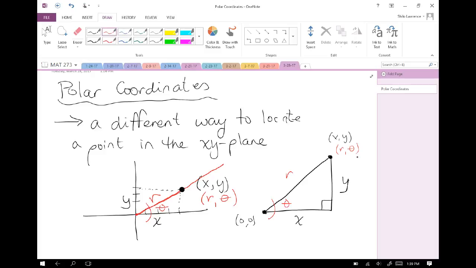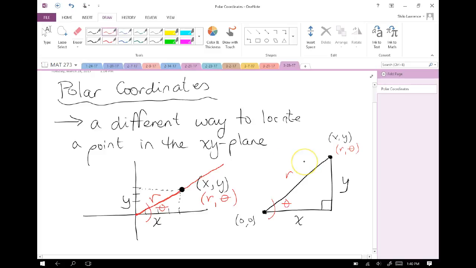There are some equations that are much easier to write in terms of r and theta than they are in x and y. And there's some equations that are much easier to write in terms of x and y than they are in terms of r and theta. So there are advantages to knowing both systems. So converting between the two systems is just right triangle trigonometry stuff. It's stuff that we've already done.